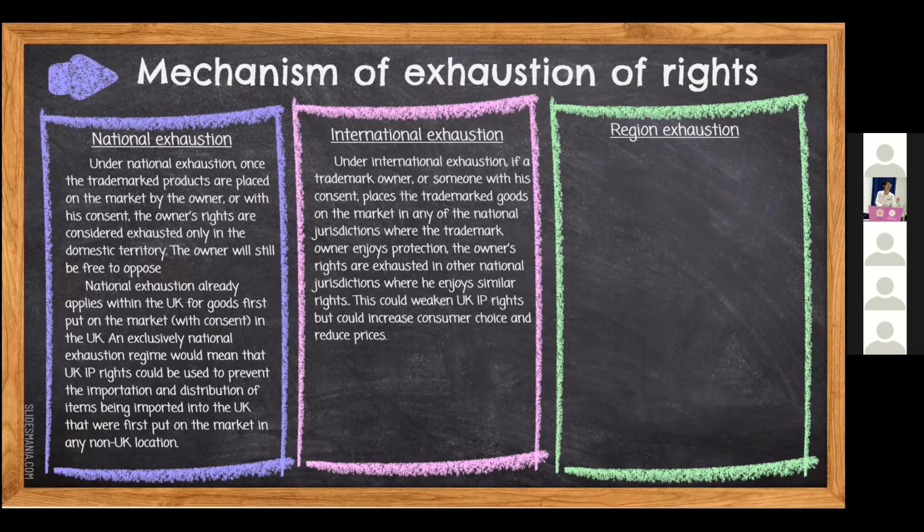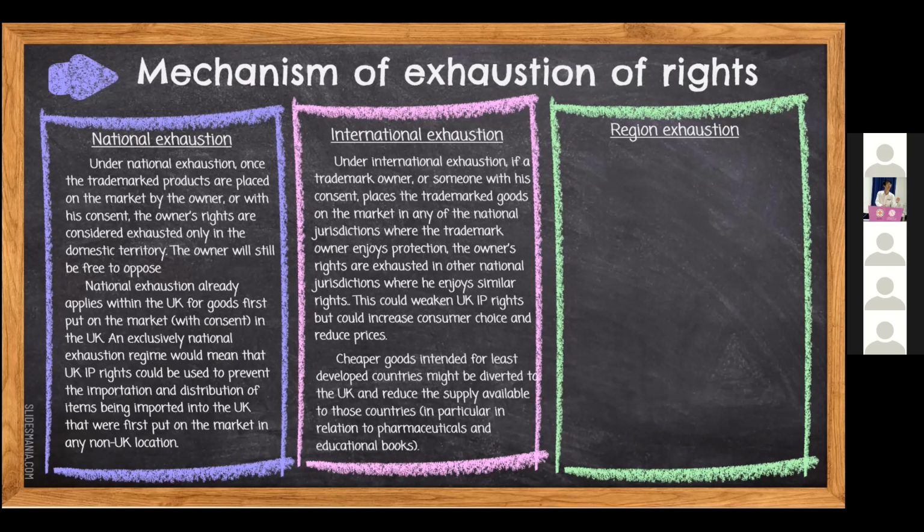And second, we talk about international exhaustion. Under international exhaustion, if a trademark owner or someone with his consent places the trademarked goods on the market in any of the national jurisdictions where the trademark owner enjoys protection, the owner's rights are exhausted in other national jurisdictions where he enjoys similar rights. This could weaken UK intellectual property rights, but could increase consumer choice and reduce prices. Cheaper goods intended for less developed countries might be diverted to the UK and reduce the supply available to those countries, in particular in relation to pharmaceuticals and educational books.